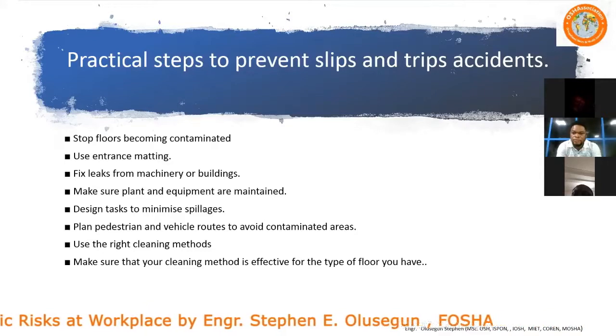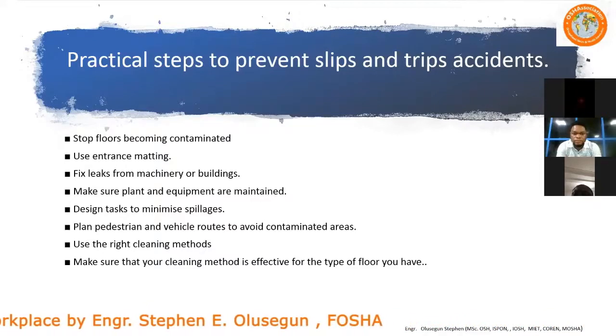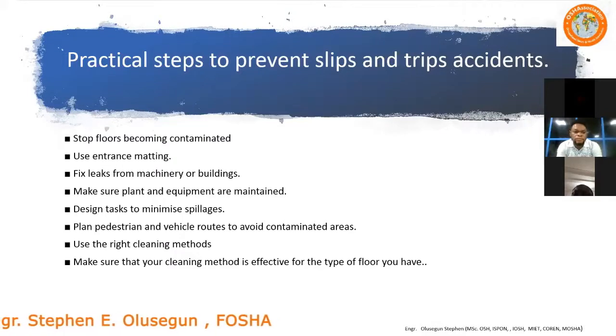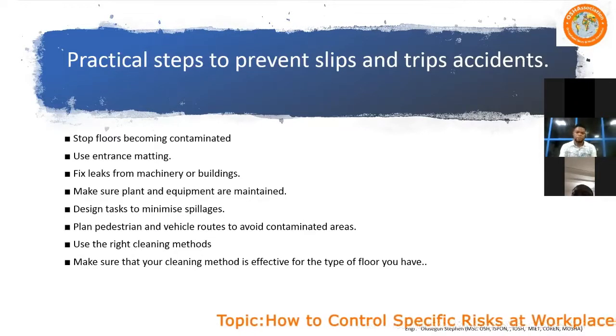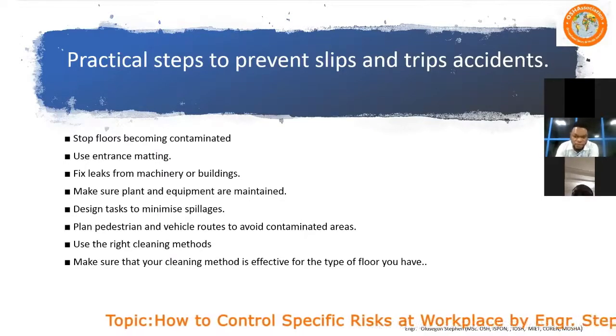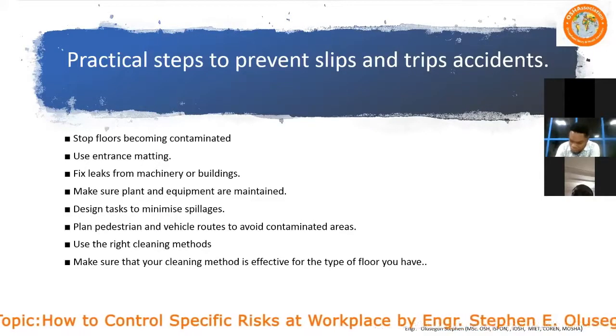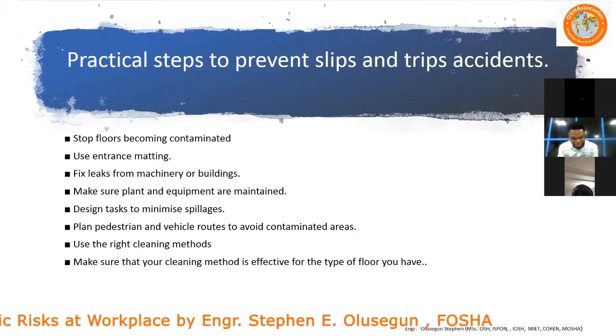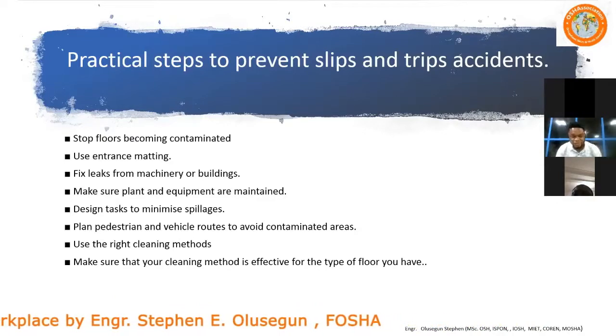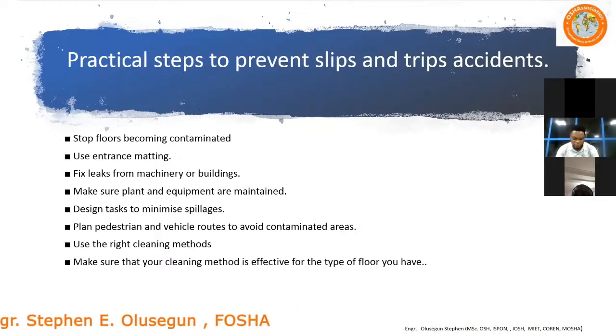What are some practical steps to prevent slips and trips? One of them is, stop floors becoming contaminated. Just ensure that as soon as the floor is contaminated, it is cleaned. Or if it is not cleaned, then you don't allow people to walk in that area. Entrance matting, you need to make sure that where people are coming in, that place has to be dealt with, because sometimes when rain is falling, people are running inside, and then the place is wet. As they get inside, they think, oh, finally I've escaped the rain, but they actually come into a serious problem when they fall down.